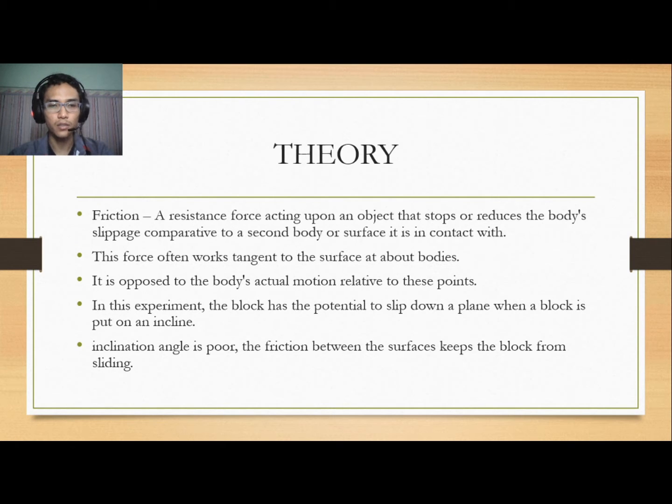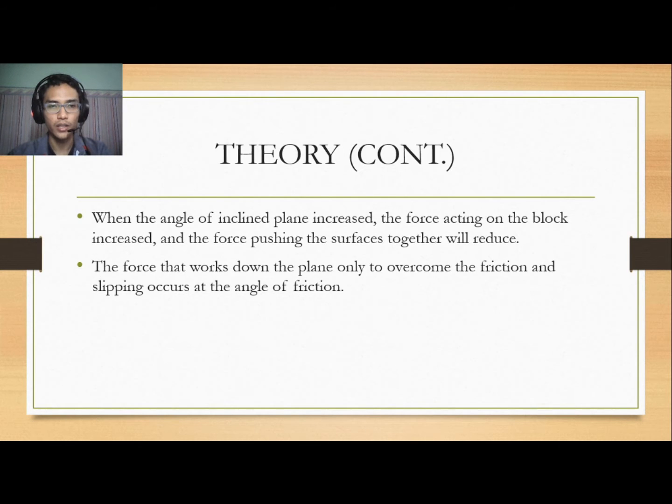It is opposed to the body's actual motion relative to these points. In this experiment, the block has the potential to slip down a plane when it is put on an incline. If the inclination angle is small, the friction between the surfaces keeps the block from sliding. When the angle of the inclined plane increases, the force acting down the plane increases and the force pushing the surfaces together reduces. The force that works down the plane eventually overcomes the friction, and slipping occurs at the angle of friction.